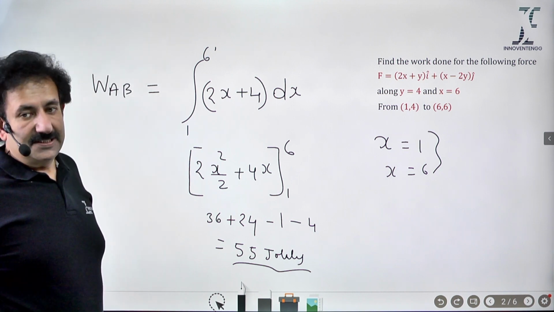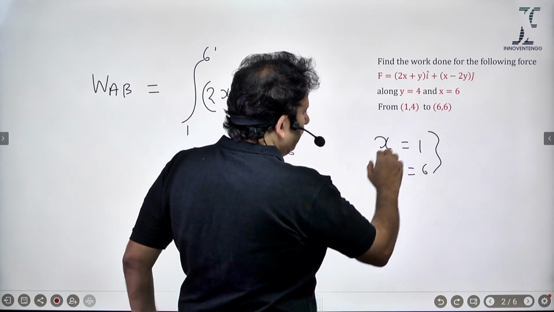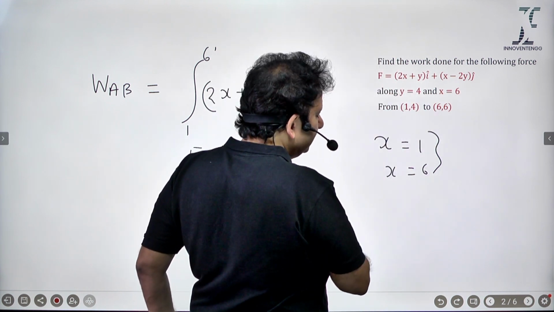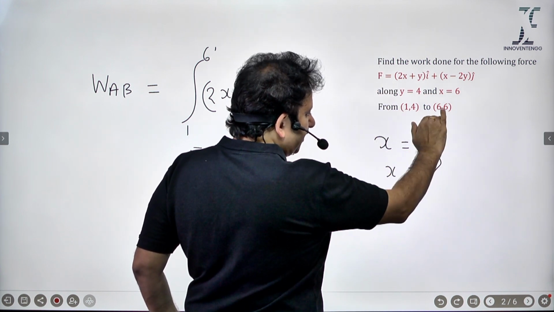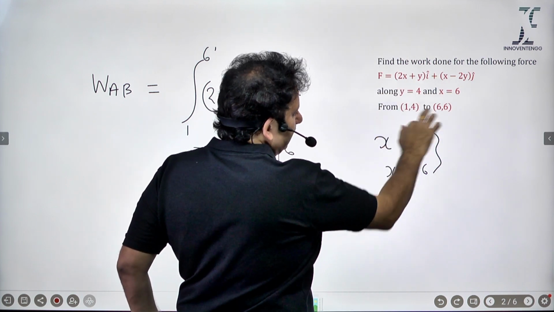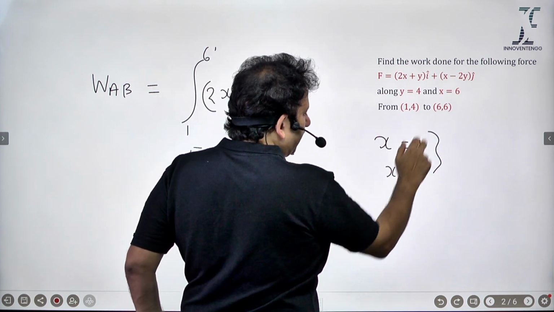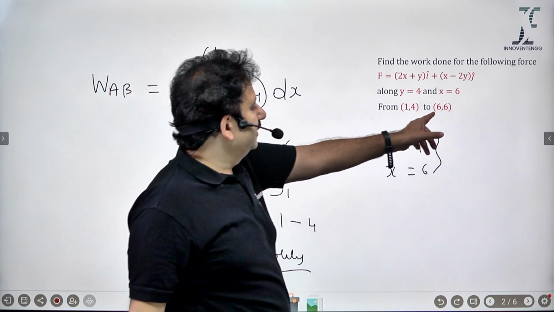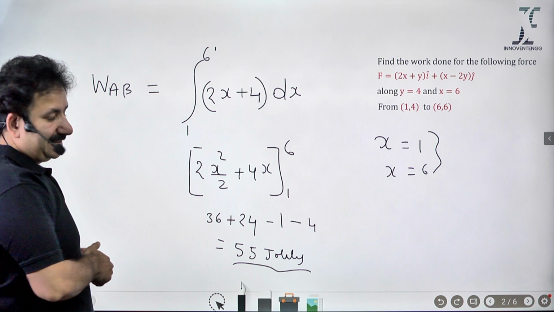And what about the limits? Because you see, you move along y equal to 4 from x equal to 1 to x equal to 6. After that, first you move parallel to x-axis, then you move parallel to y-axis, because your x becomes fixed, that is x equal to 6. Therefore you are moving from x equal to 1 to x equal to 6, then you move parallel to y-axis, and you will hit 6, 6. So therefore your limits are from 1 to 6.